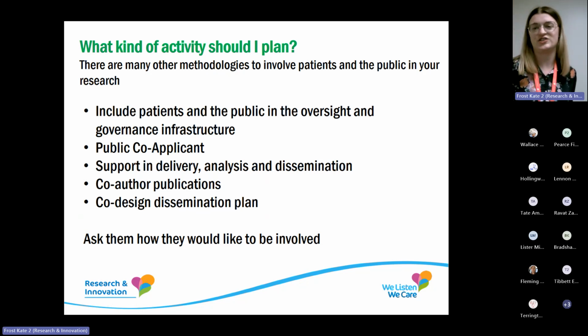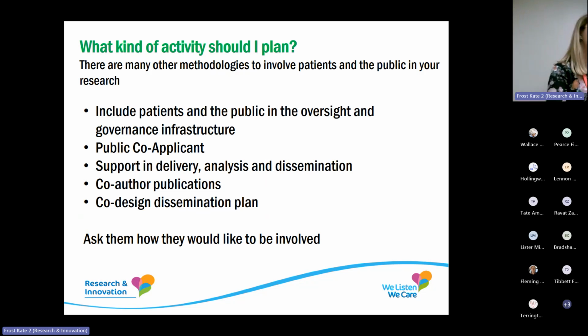So what kind of activity should I plan? I've covered the key concepts around an involvement focus group and session and getting people together and having a discussion. But there are many other ways in which you can involve people in your projects. So you can include them in your governance and oversight infrastructure, ensuring that they're involved in the decision-making processes throughout your project. One example of this in research is the public co-applicancy role, which makes the public contributor a formal co-applicant on a research grant application, so it's quite a responsibility.